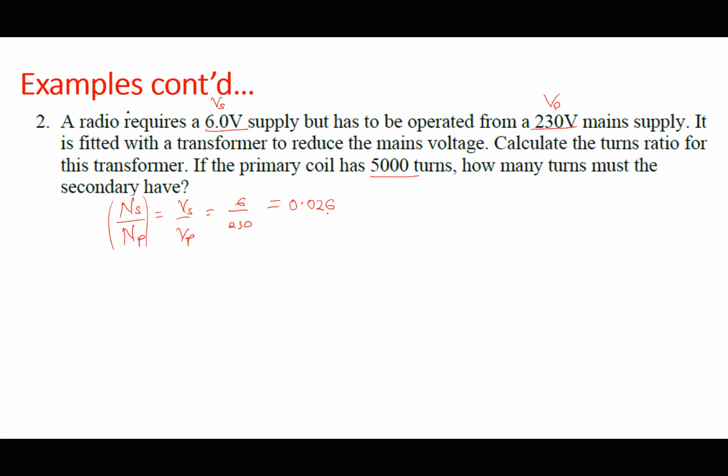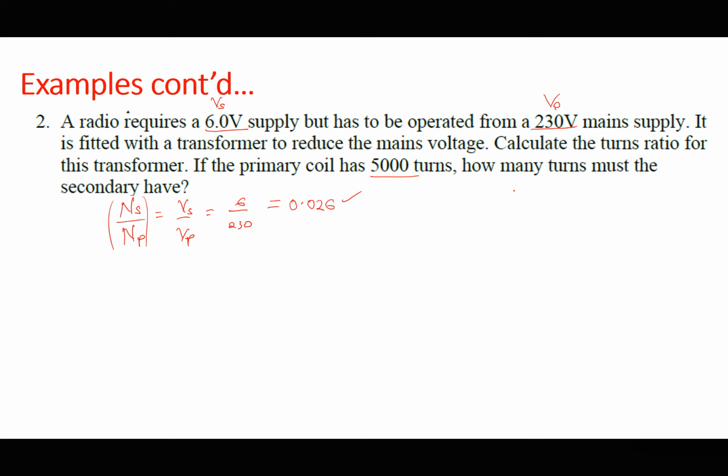It could be the other way around. The examiner would specify the conditions they want you to calculate this. It could be 230 over 6. It could be the number of turns in the primary over the number of turns in the secondary, but this is not specific. So that is the turns ratio. We notice that the ratio is less than 1, so that means this is going to be a step down transformer. The voltage is going to be reduced.